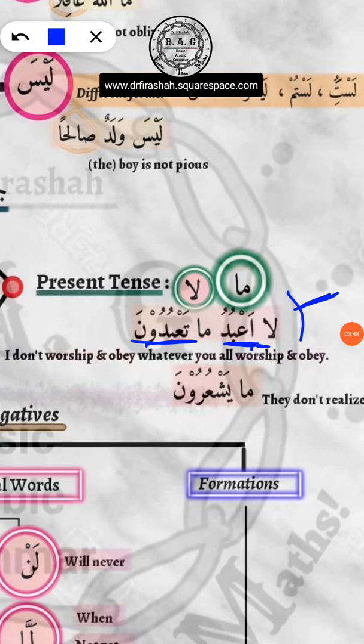So what do we get? We get la a'budu ma ta'buduna. Now this ma here is not the negative one, it is actually your ism mawsul ma, the relative pronoun ma. So what is it? I do not worship and obey whatever you all worship and obey. This is what it means. La a'budu ma ta'buduna. And then an example for ma yash'urun. This is present in the opening ayat of Surah Al-Baqarah, in the second ruku. So that's where you're going to find them. They do not realize. Ma, they do not realize.